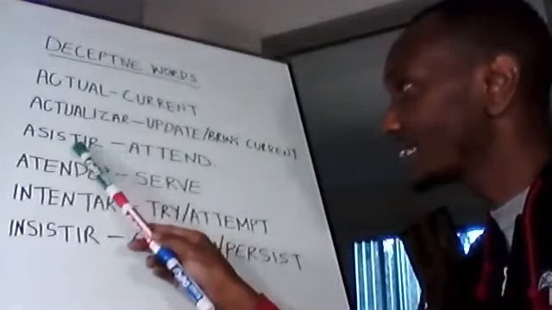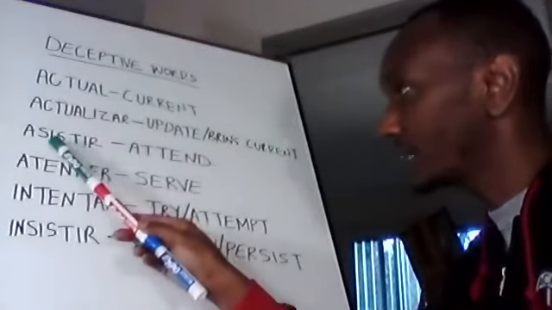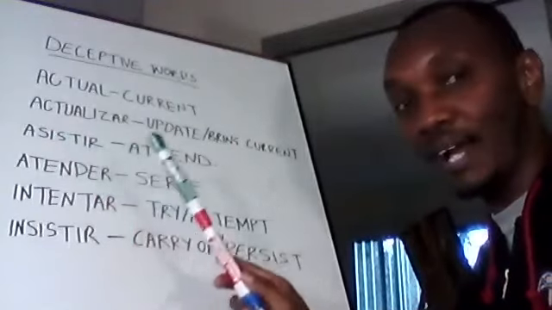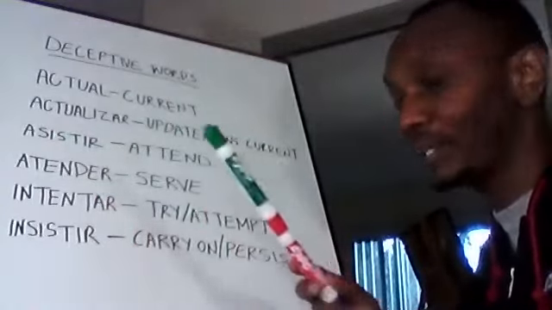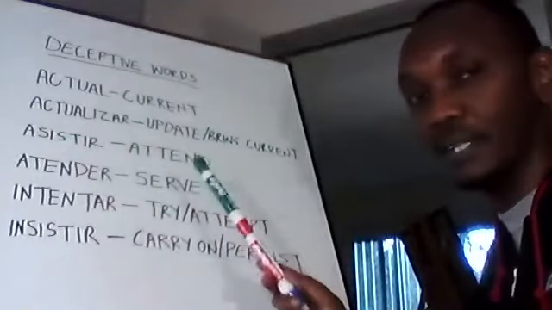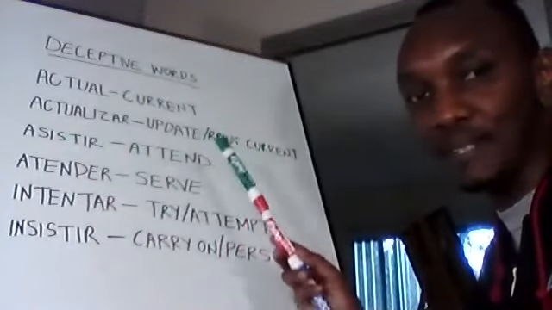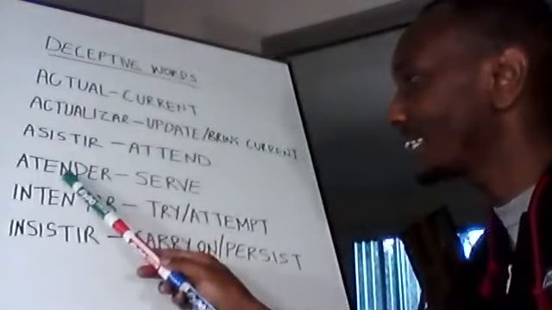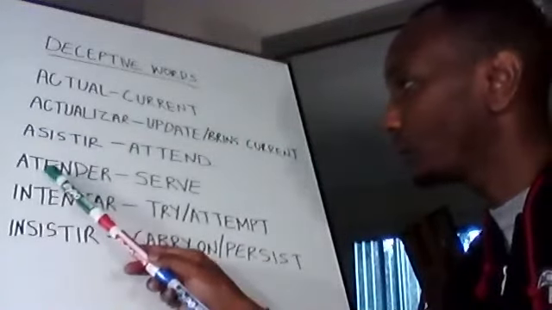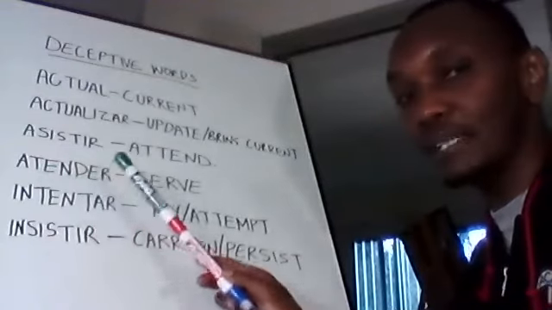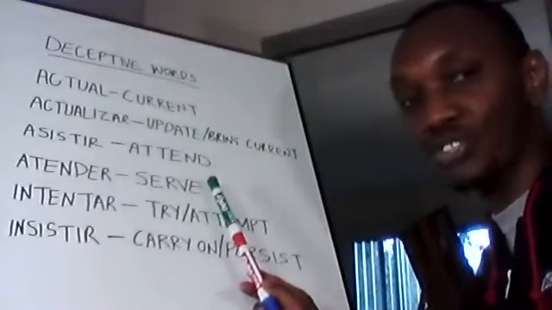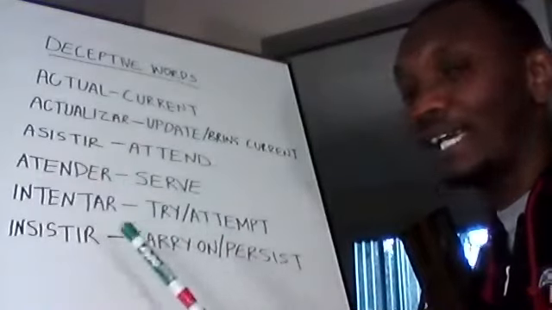Asistir, and notice it has a single S, doesn't mean to assist or help the way you're thinking. It means to attend, as in attending a class, a meeting. Exactly. Atender, although it has a single T, doesn't mean to attend. It means to serve.